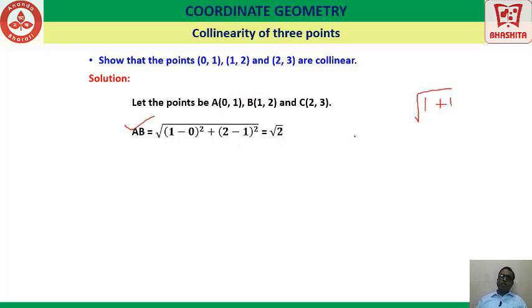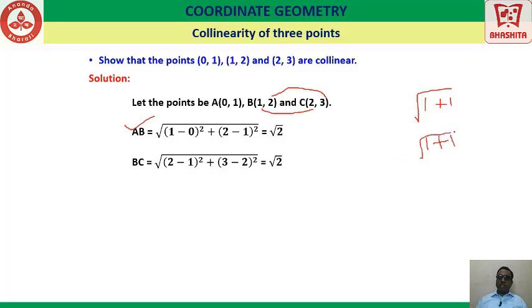Next, we shall find BC. BC is root of (2 minus 1) whole square plus (3 minus 2) whole square. 2 minus 1 whole square is 1 square, which is 1. 3 minus 2 whole square is also 1 square, which is 1. So, that also works out to be root 2.